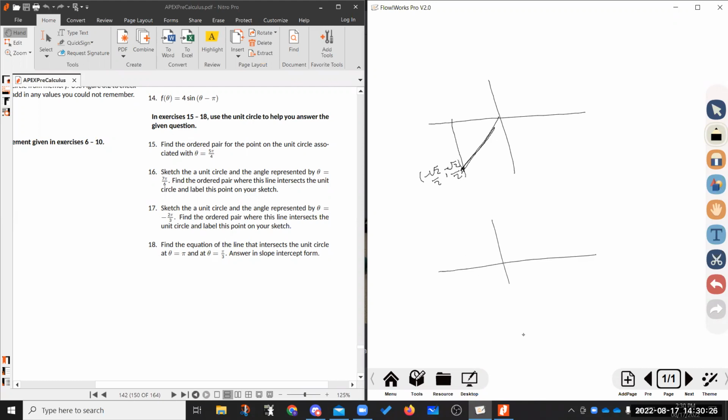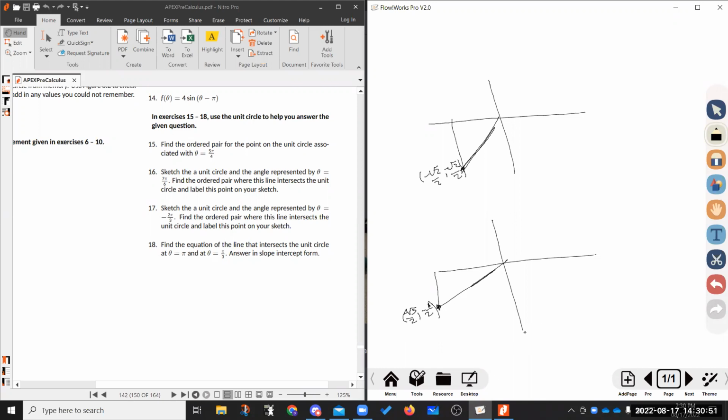Sketch the unit circle and the angle represented by theta equals 7 pi over 6. So that's 30 degrees below the x-axis down here. Find the ordered pair. This line intersects the circle. So sine is going to be negative 1/2. Cosine is going to be negative root 3 over 2. And we're done.